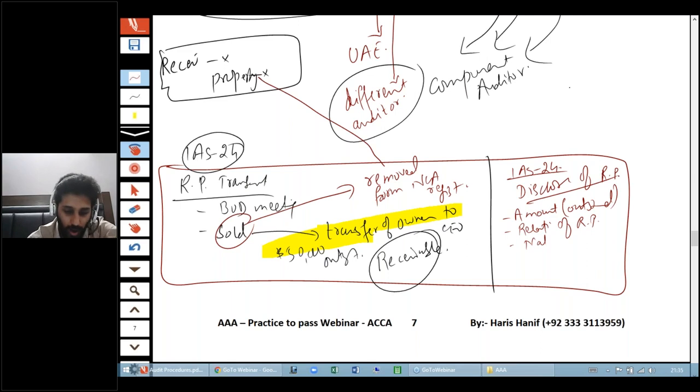students. Now, what was I talking about? Yes, the nature of transaction. It's the nature of transaction which should be verified, the relationship, any outstanding balance, the name of the related party, right? So you should write this.